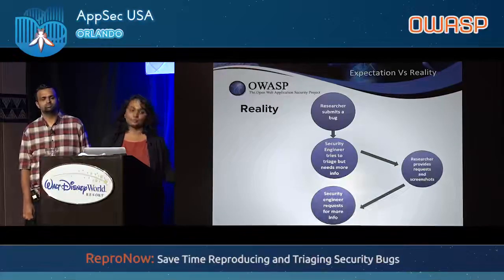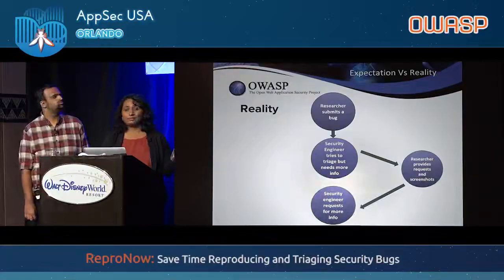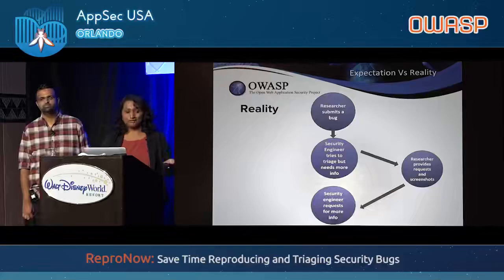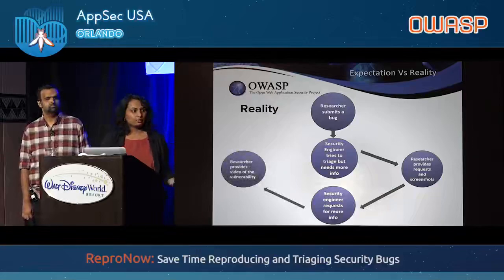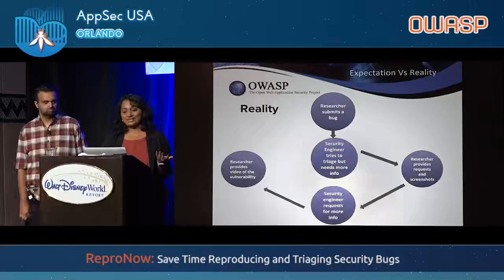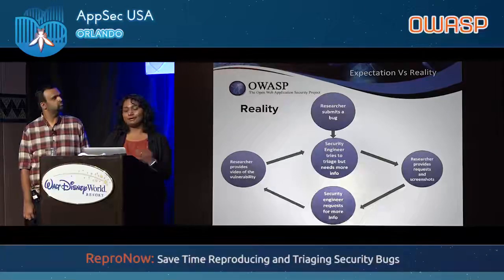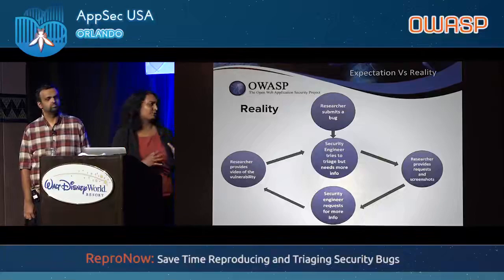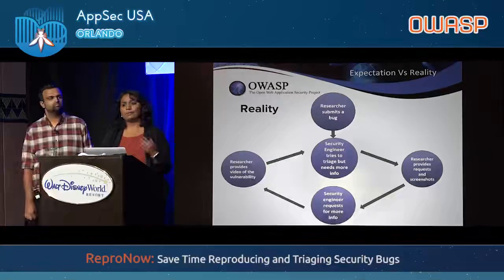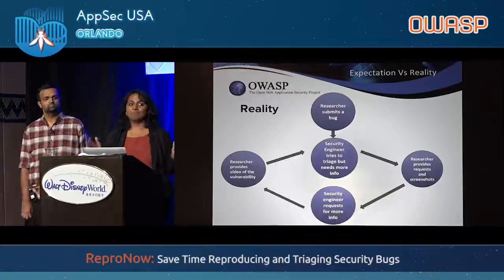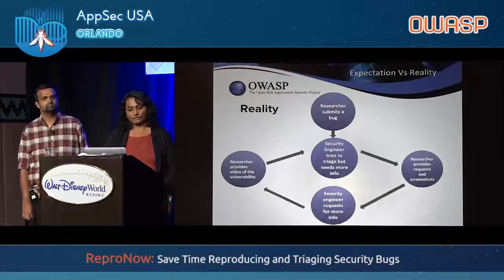The security engineer requests more information, then probably just a POC video: walk me through this. And the researcher provides a video, and only sometimes, within two interactions, do the bugs get resolved, but otherwise this goes on. It's a vicious cycle, and it takes a long time going back and forth to reproduce and finally get to a stage where it's triaged.